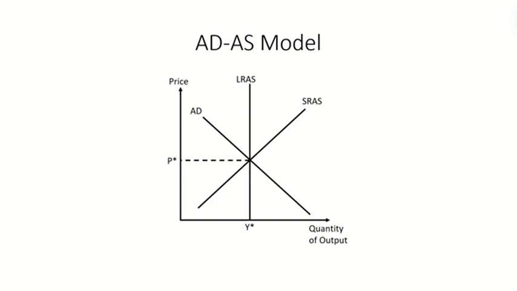Now what happens if an expansionary policy is put into effect? The demand curve is going to shift to the right, meaning that we have a new demand, and your long-run aggregate supply is also going to shift to the right, creating a new price value and new quantity value.